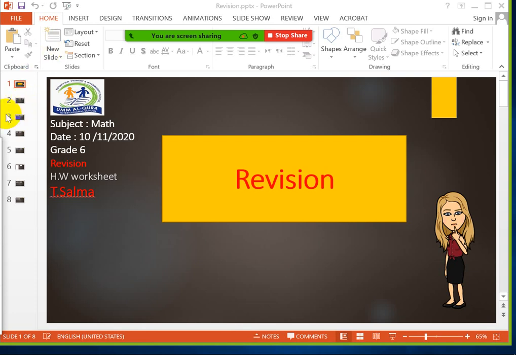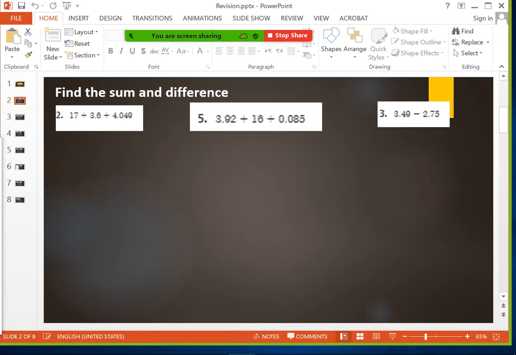Of course, the revision is exercises from your book, so there is no page today. You can focus with me and share with me your answers. Of course, the quiz will be about adding, subtracting, multiplying and dividing decimals, okay? So how to add decimals, how to subtract decimals, how to multiply, and how to divide. So let's start. The first one, find the sum and difference.